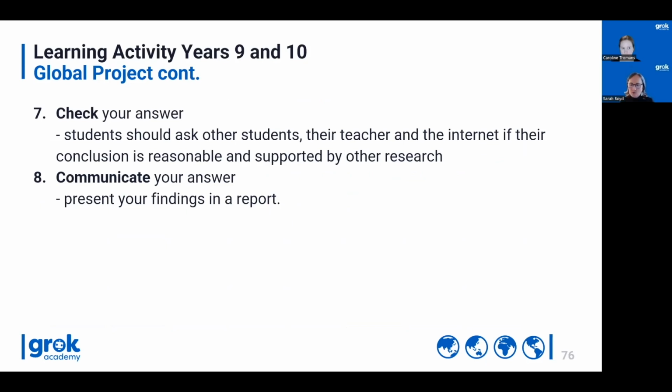Once you've made some conclusions in this project, you encourage the students to check their answer by asking other students and their teachers, and check if their conclusions make sense. So in my case, if I concluded that the greater the GDP, the happier you are, I might Google that and see if that's confirmed by research. And then you'd encourage the students to present their findings in a report, to communicate their answer. The global project is a really good way for students to test out all these skills that we've been teaching in this topic.